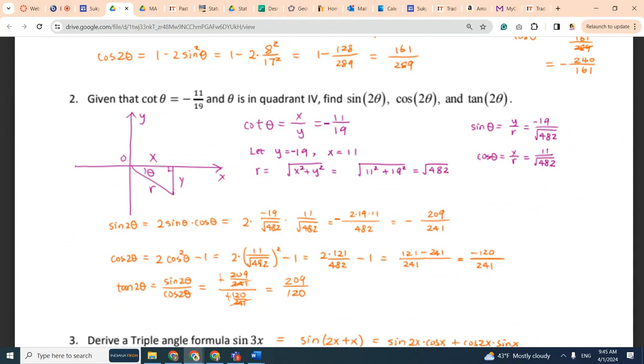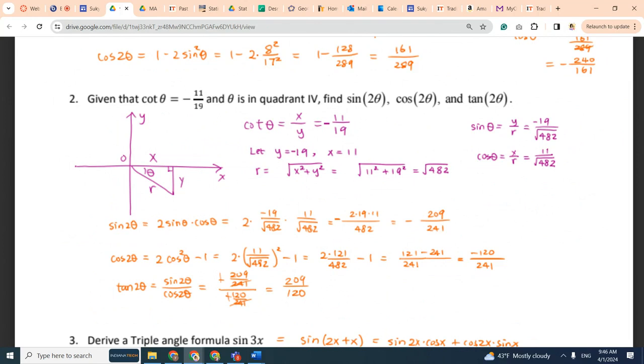So we can draw the quadrant 4 picture like this. And we know x is positive, right? And the y is negative. Therefore, where do you put the minus sign? Next to the y. So x is 11, y is negative 19. And then the hypotenuse, r, is the square root of x squared plus y squared. Here I don't put a negative because negative 19 squared is positive. Do you get square root of 482?